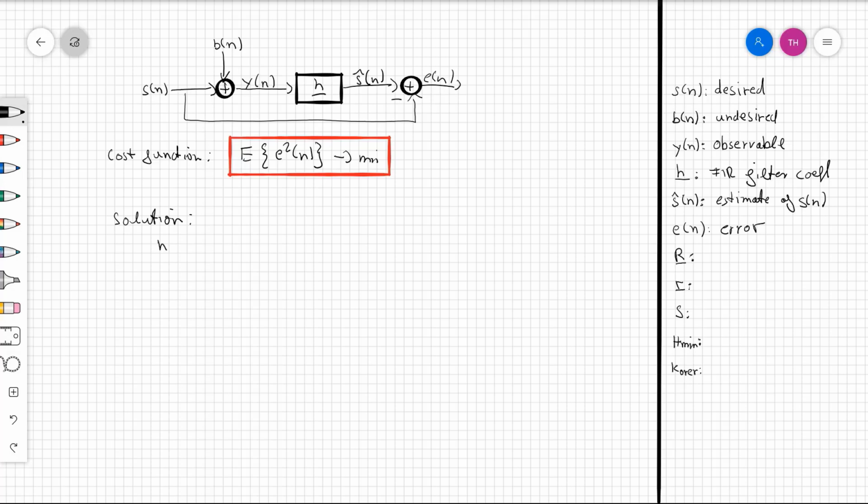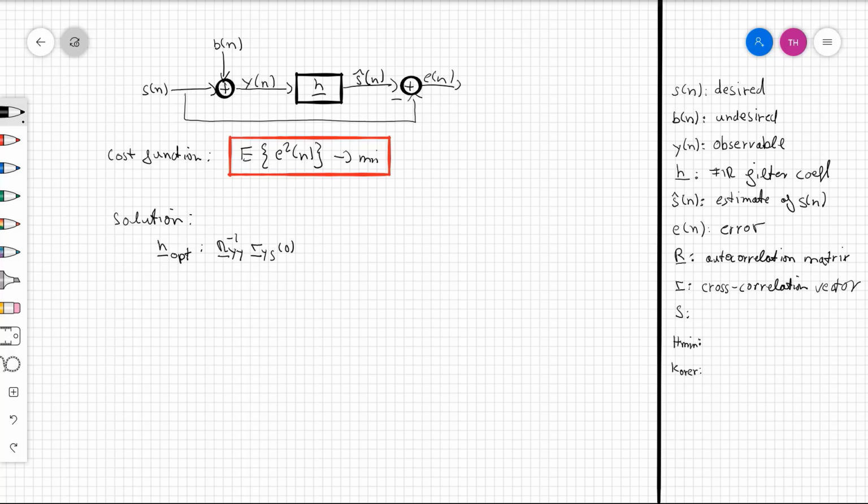And in the time domain, our optimal filter coefficients H opt are given by RYY and the inverse of that times RYS at 0. And capital R is the autocorrelation matrix. And the lower case r is the cross correlation, not matrix, but vector.